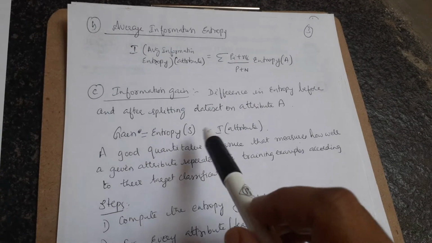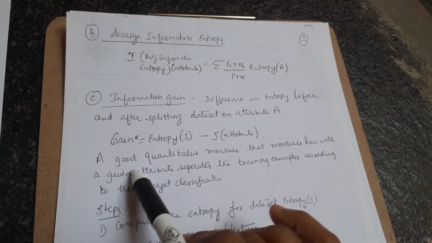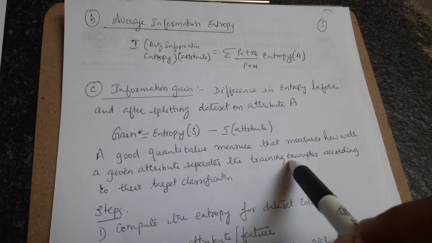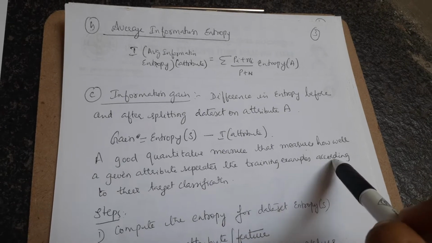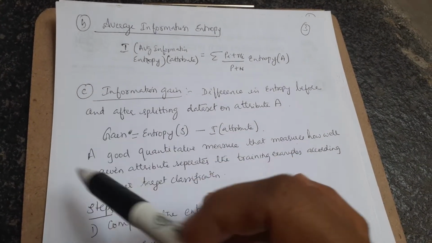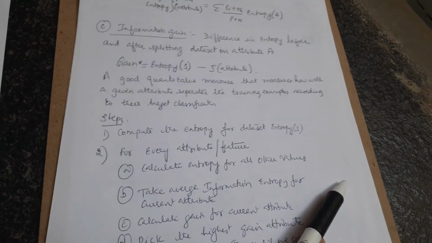So after calculating, take the difference of those, and you get the gain. It is a good quantitative measure of how well a given attribute separates the training examples according to their target classification. With the help of the gain itself, we choose which node to take as the root node, which best classifies the attribute.